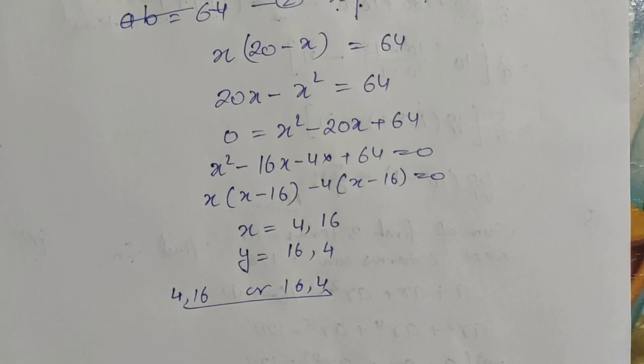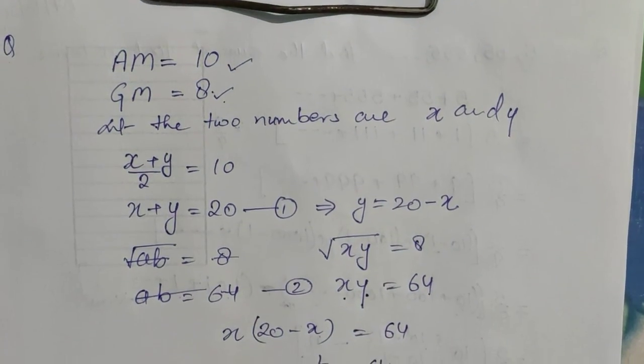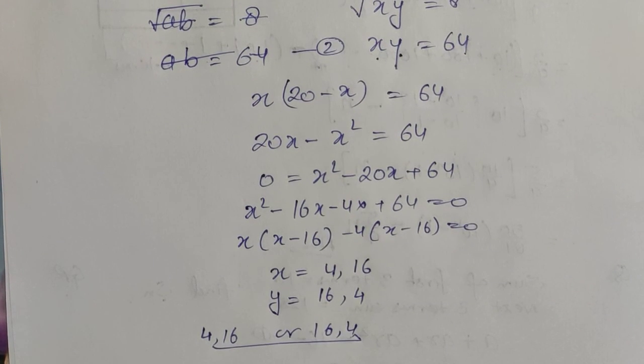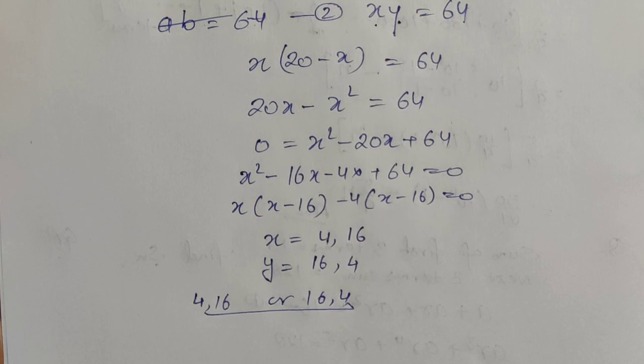The geometric mean between them is 8 and the arithmetic mean between them is 10. So I suppose this also you will be able to do. It's a good question. Rest we will do in the next class.